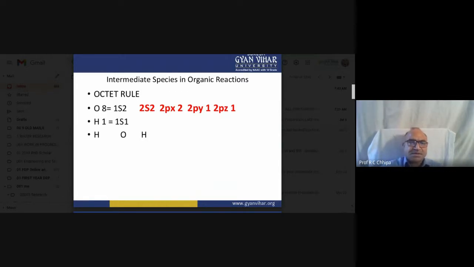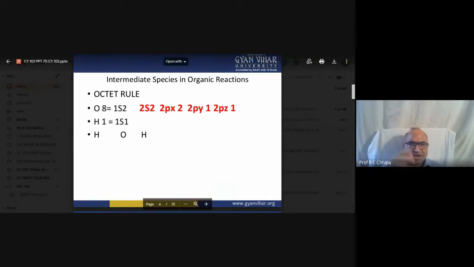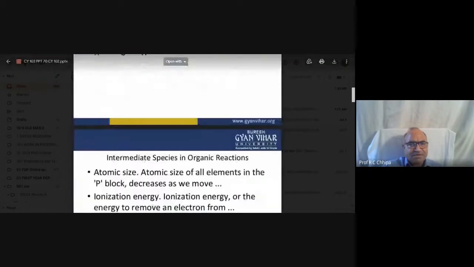Oxygen has 8 electrons, with the electronic configuration 1s2, 2s2, then 4 electrons in the 2p subshell, where 2 electrons are in the px, 1 electron in the py and 1 in the pz. Hydrogen has 1 electron. So therefore here the octet rule is well followed.